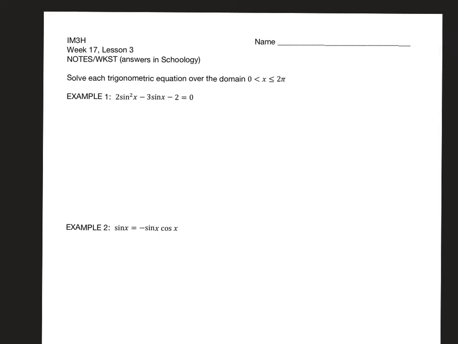This video is for week 17, lesson 3. Notice that these directions are the same as they were in lesson 1. We're solving, trying to find the values of x that make these equations true. We're doing it within one rotation about the unit circle. 0 will not be included, but 2 pi will.